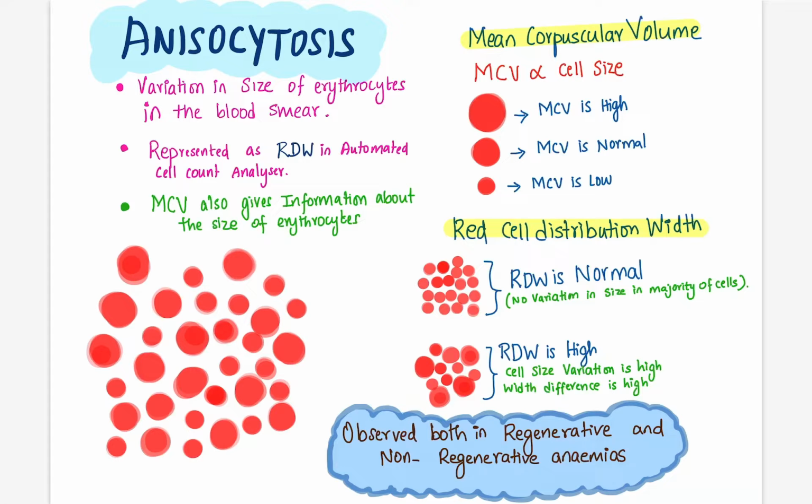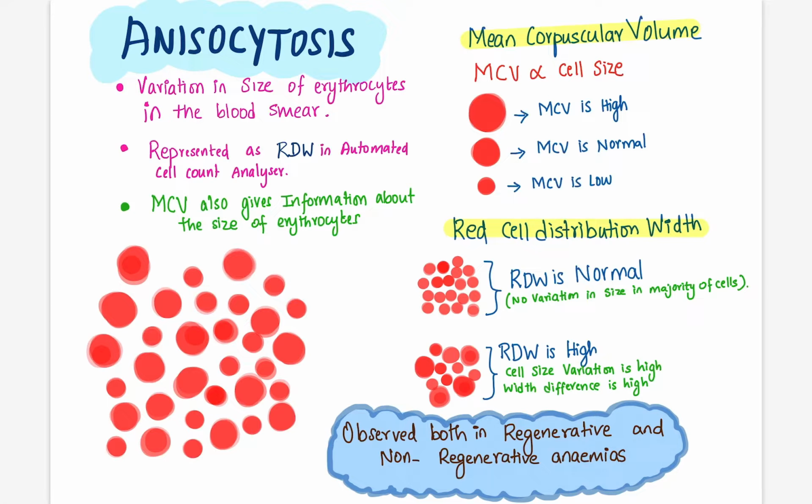So, mean corpuscular volume is directly proportional to cell size. If MCV is high, then erythrocytes are bigger in size. Majority of the erythrocytes are bigger. If MCV is low, then majority of the erythrocytes in the sample are smaller.